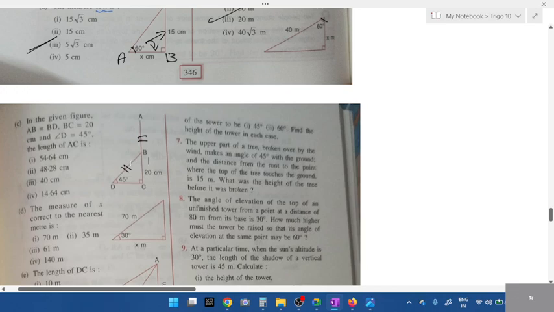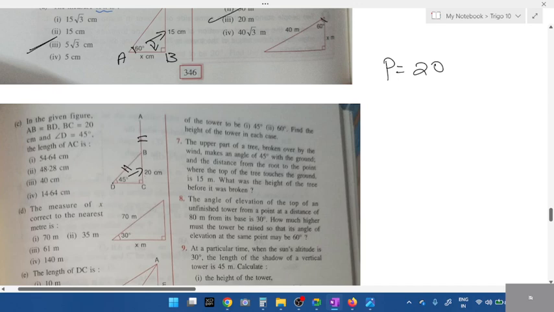How will you find the length of AC, students? What logic do we need to apply here? Where is 45 degrees given? In which triangle is 45 degrees given? BDC, right? With respect to the 45 degrees, what is this 20? Perpendicular is equal to 20. And which two sides are equal? They have given. AB and BD. And which one do we need to find? The value of AC, right?